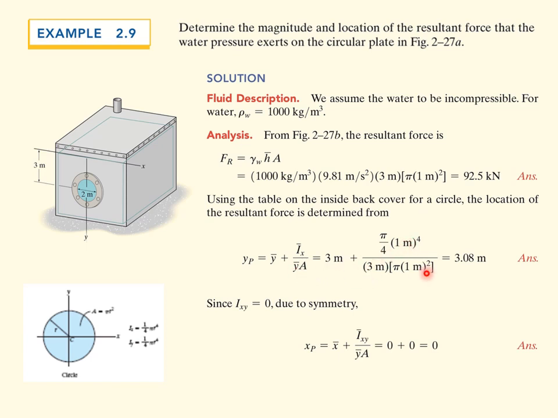So Y bar is 3. This is the area again. So you calculate this as 3.08 meters. And notice again that it's a little bit deeper than the centroid. Since it's symmetric, X sub P is going to be 0.